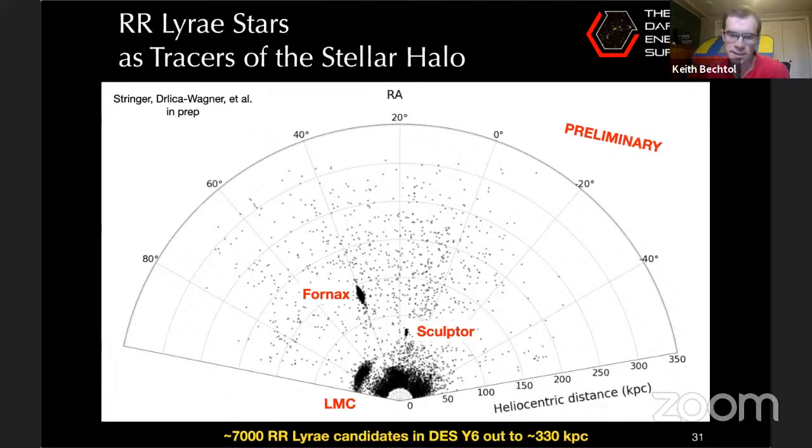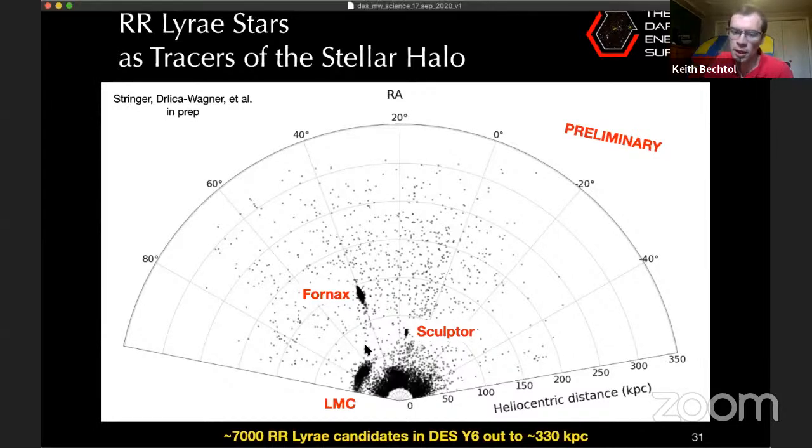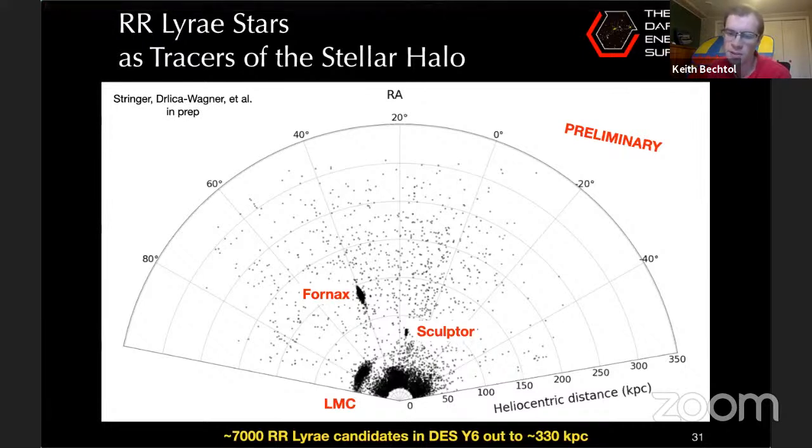In the Y6 sample, there are now up to 7,000 RR Lyrae candidates. They extend out to distances beyond 300 kiloparsecs. So it's quite remarkable that we can see so far out into the halo. When you look at the distribution of these RR Lyrae stars, again, you can use the period-luminosity relation to calibrate their distance. You can clearly see the LMC, the Large Magellanic Cloud, and the two large dwarf galaxies, Sculptor and Fornax. Right, so you can clearly see these stellar populations.